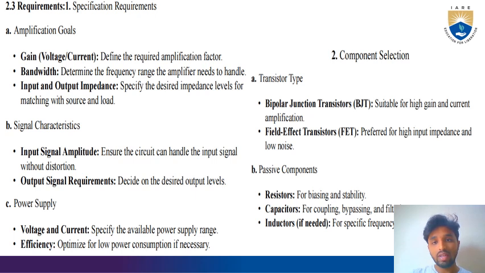Component selection. Transistor type: bipolar junction transistor and field effect transistors. Bipolar is also known as BJT, and field effect transistor is also known as FET. Bipolar transistors are suitable for high gain and current amplification. And field effect transistors are preferred for high input impedance and low noise. There are passive components like resistors, capacitors, inductors, etc.